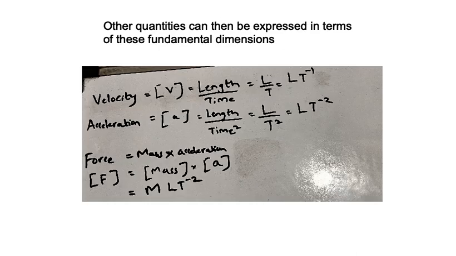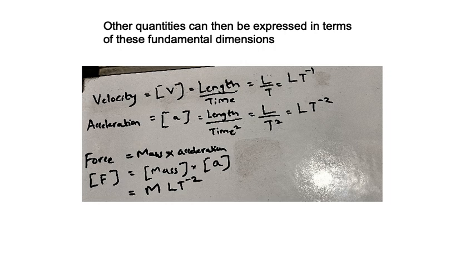Other quantities can then be expressed in terms of these fundamental dimensions. Let us look here at the example of velocity. Velocity is generally understood to be how much distance or displacement you cover in some time. So it has the dimensions of length over time, and here we will be using square brackets to denote that we are trying to find the dimension of the entity given inside the square bracket.